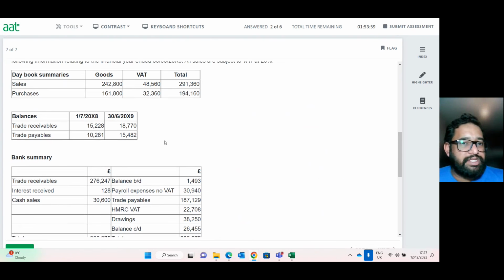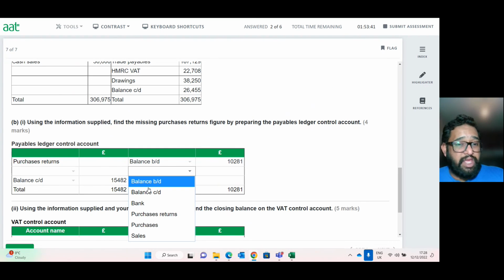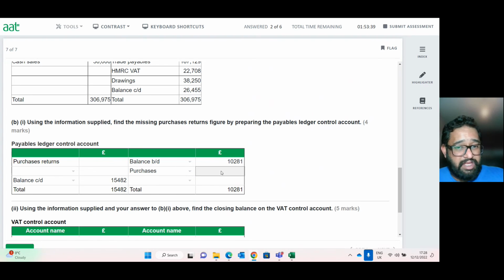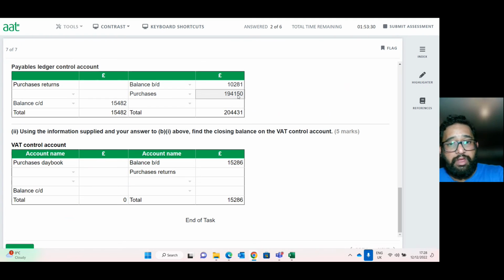Now we have to find the daybook entries. From the daybook, look at goods, VAT, and total. They have confused you by giving the goods first. Normally this is going to be gross, VAT, and net, but they say goods here, so this is basically net. They've got the total figure here, which is 194,160. So here, purchases, 194,160. Put the right amount here, 160.